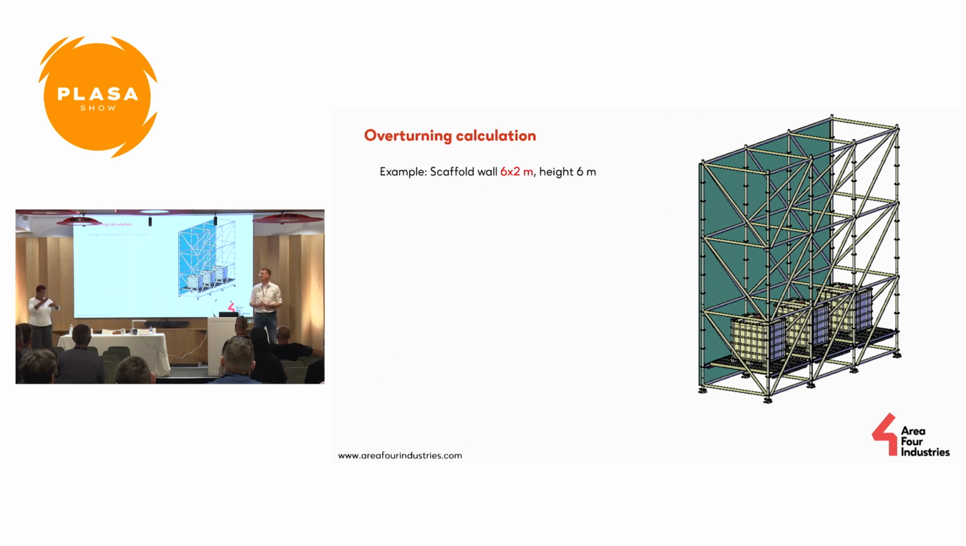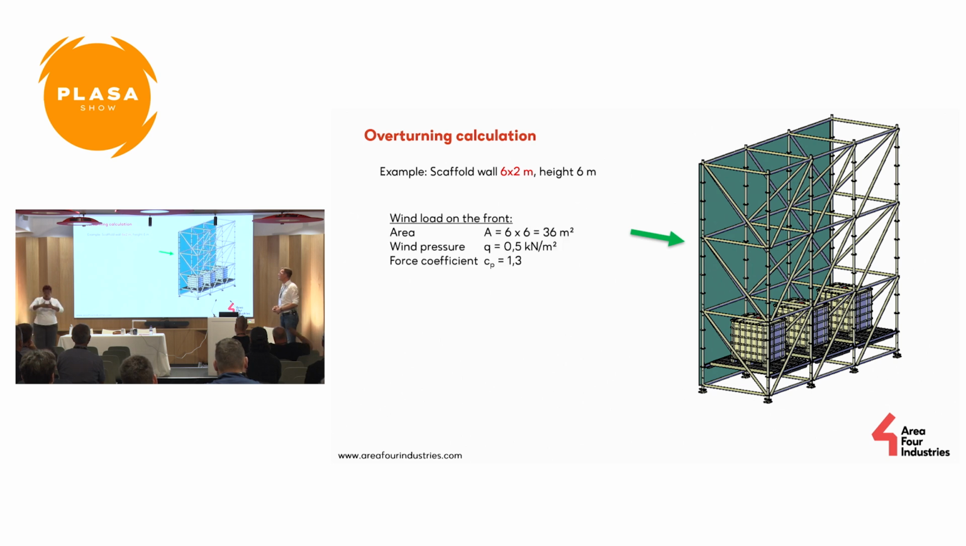Just a wall, 6 by 6 meters, completely closed in the front. And on this example, I would like to show you the effect of overturning. When the wind is blowing on the front, the force applied is basically the surface multiplied by the wind pressure and multiplied by the force coefficient. And this force coefficient is an aerodynamic factor, and it has something to do with the shape of the structure.